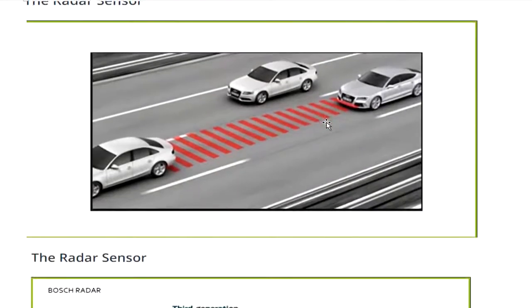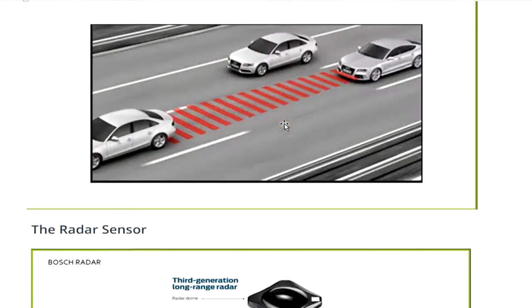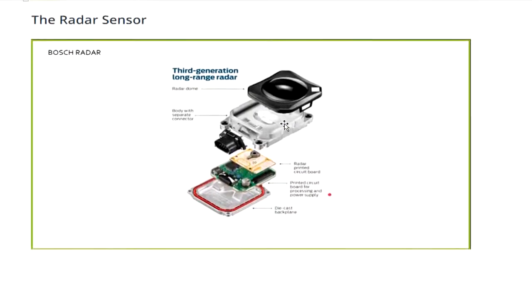Right here in the car, they put the radar in front of the grill, and they measure the distance from the object in front of the car. So how does the radar used for the car look like? Right here, I show you the box of the radar.